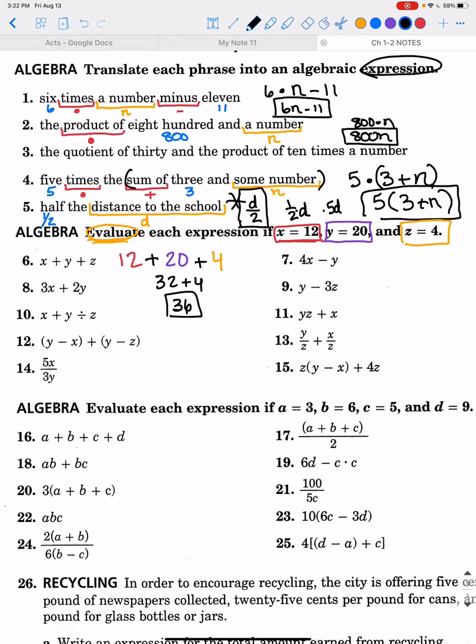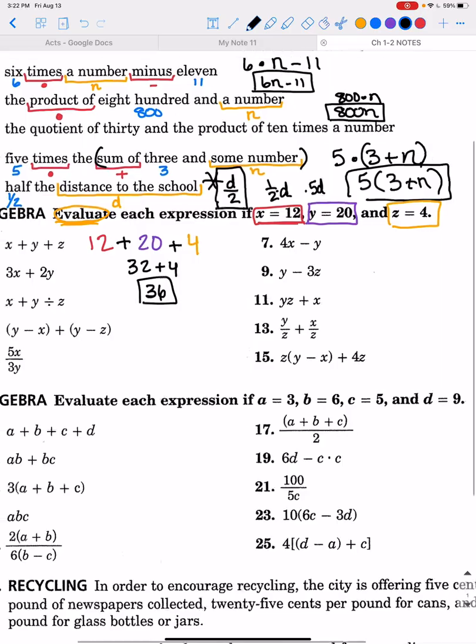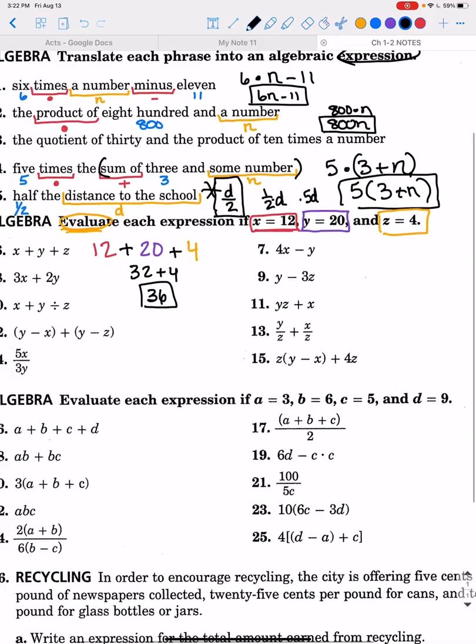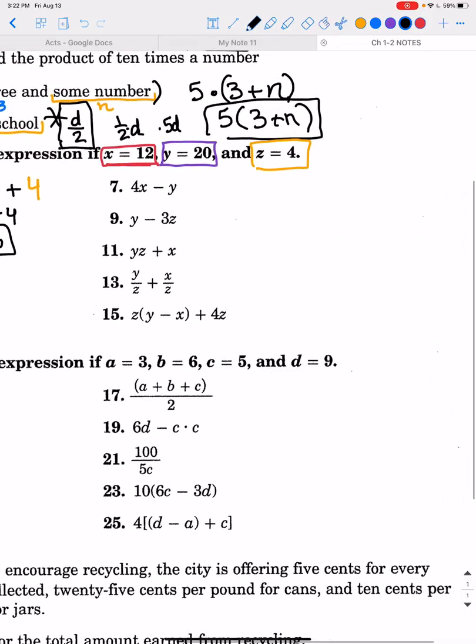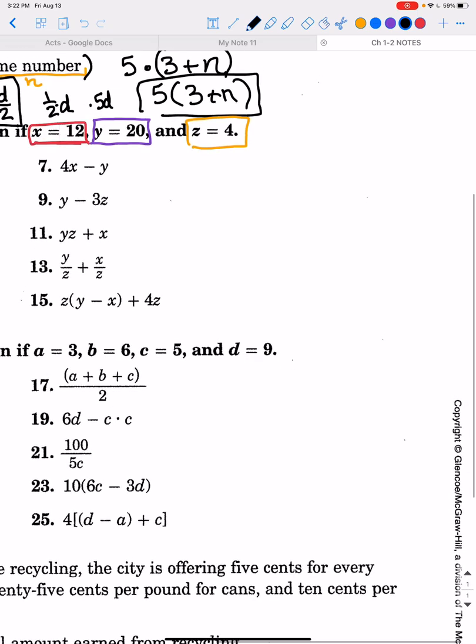Okay. The other example I did in class was number 15. That's the only 2 I worked in class on the board. So let's look at number 15. Okay, so we've got z right here. This is the one I'm doing right here.